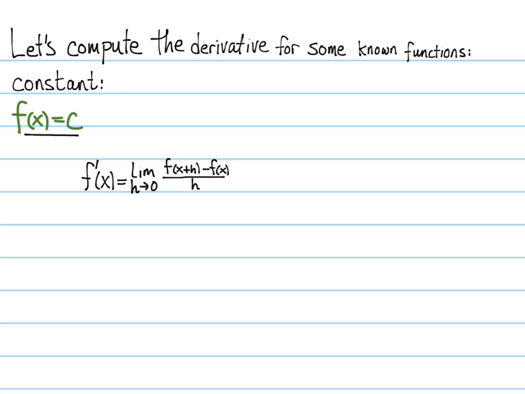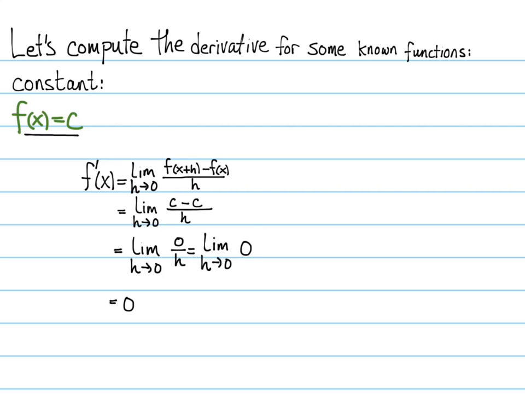So let's look at the constant function, f of x equals c. Well, by definition, f prime is the limit as h goes to 0 of f of x plus h minus f of x, all over h. And if we just plug in everything, we're going to see that both of those functions become c. And so we get the limit as h goes to 0 of c minus c over h, which is the limit as h goes to 0 of 0 over h.